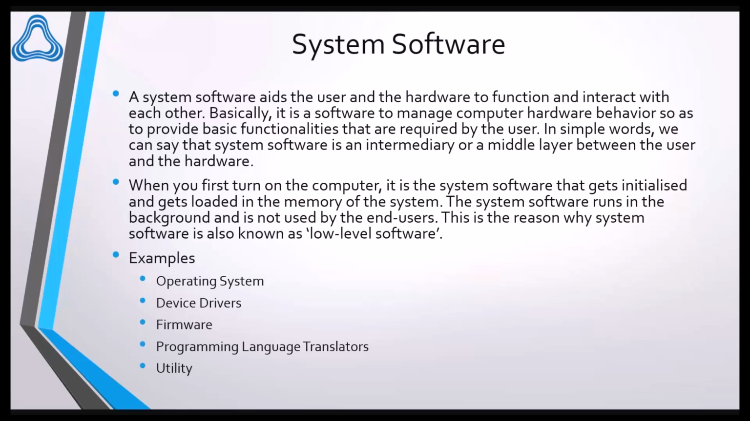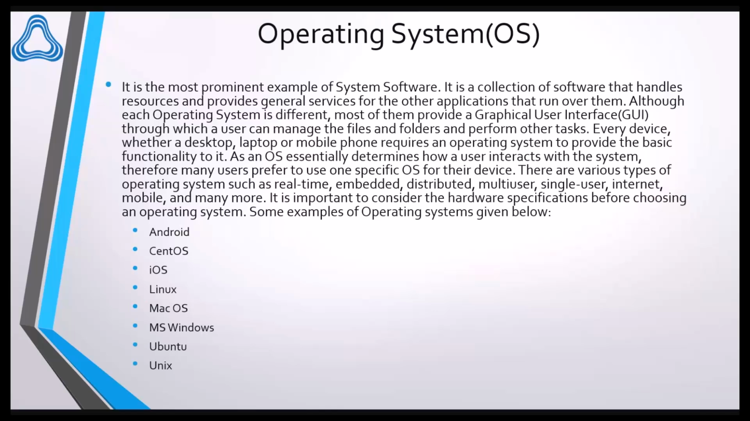Let's start by looking at operating systems. Now, the operating system is the most prominent example of system software, and it's a collection of software that handles resources and provides general services for other applications that run over them. Although each operating system is different, most of them provide graphical user interfaces, we abbreviate that as GUI, through which the user can manage the files and folders and perform other tasks. Every device, be it a desktop, laptop, your smartphone, requires an operating system to provide basic functionality to it.